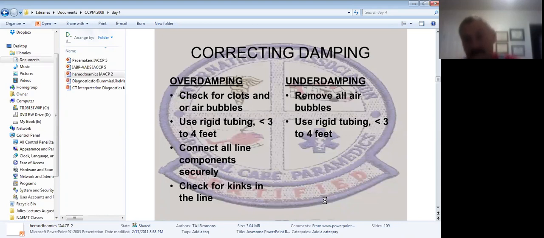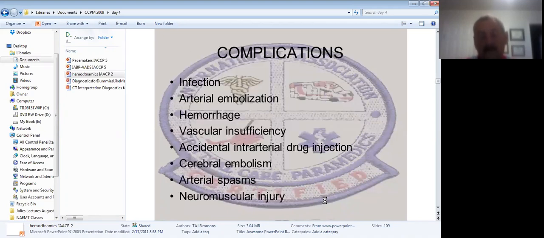In some cases, your boot may be on it, or someone else's. In the event that you have an underdampened signal, look for bubbles, and again, look for an extension on the tubing. These are the likely winners of the underdampened waveform.